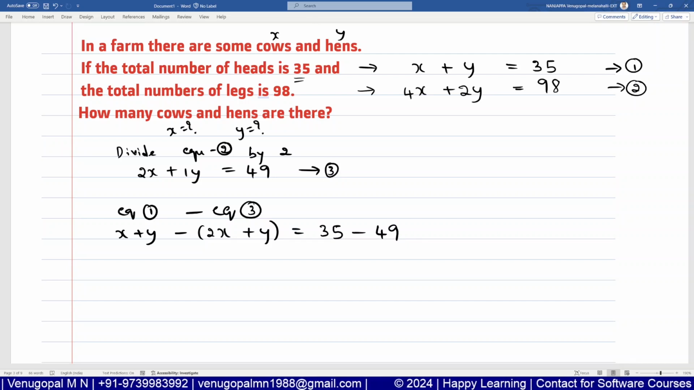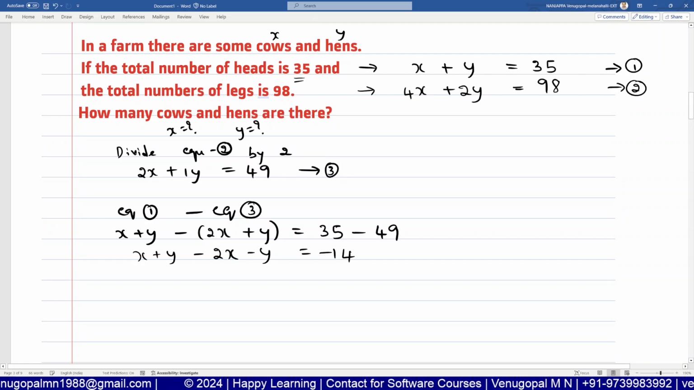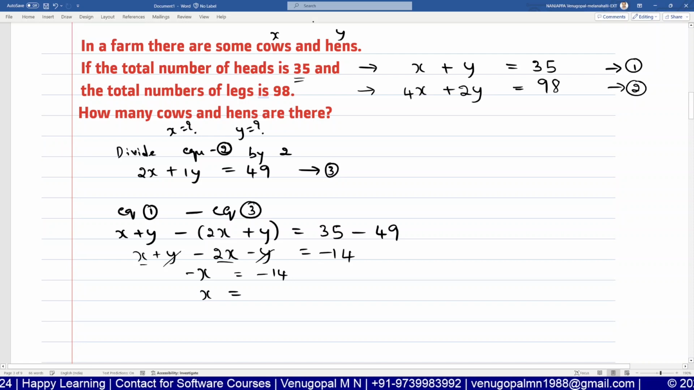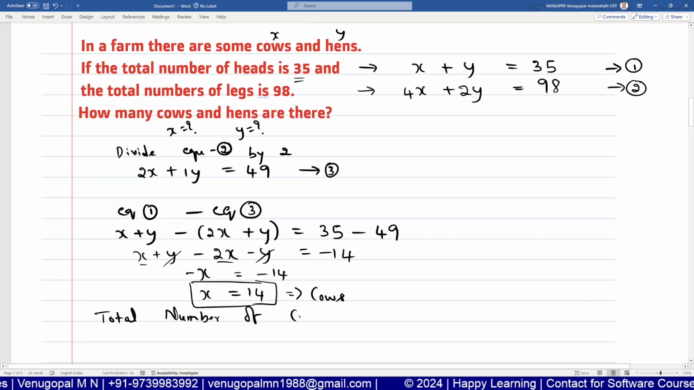So now x plus y minus 2x minus y is equal to 14, which is minus 14 because 49 is greater than this. Now if you add these two, minus x, y get cancelled, minus x is equal to minus 14. So x value we derived, the value is 14. X is nothing but what? Cows. So total number of cows is equal to 14.